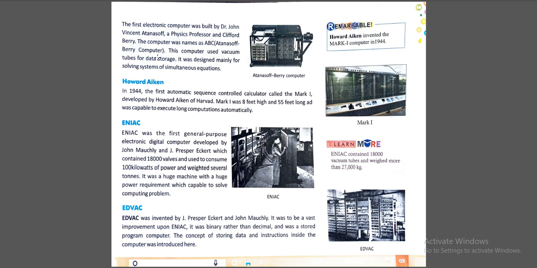This computer used vacuum tubes for data storage.